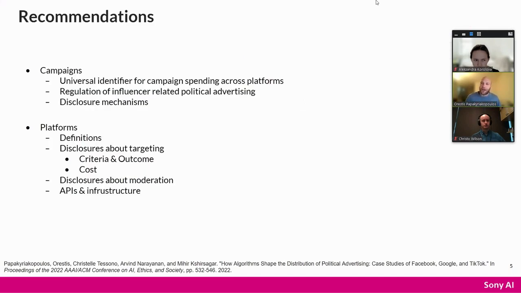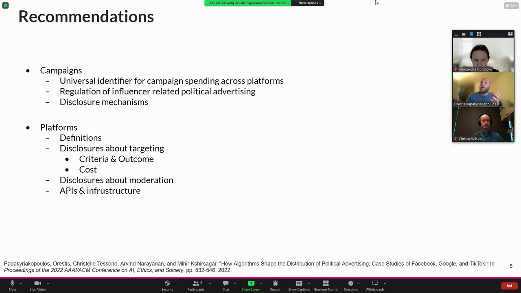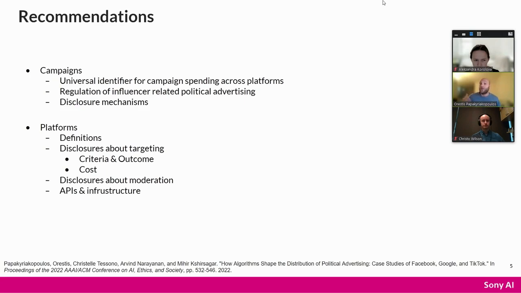And in our study, we made specific recommendations. For example, we argue that campaigns should have a universal identifier across platforms when they place ads, so researchers can locate exactly how their tactics take place and understand them better. We argue that there is a need to regulate and understand influencer marketing and how this takes place, because it will play a bigger and bigger role in the future. It is important to not only look at the platform, but the campaigns. It would be good to have disclosure mechanisms as well, so we can understand them better, because they are also key actors. They actually also decide whom to target and why.